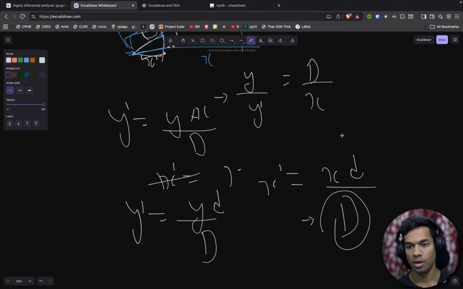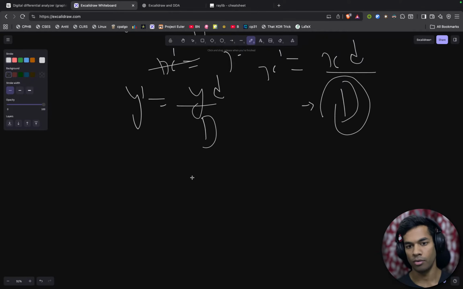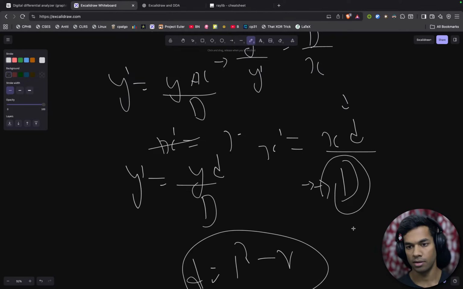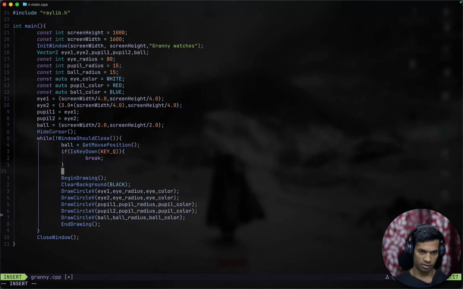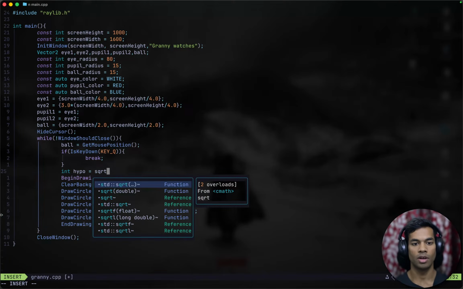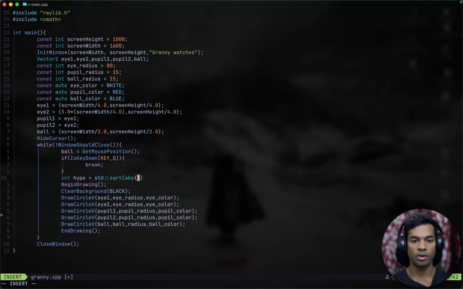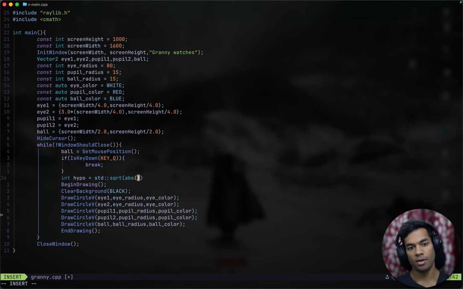Small d we already know. Small d equals big R minus small r, and capital D we can calculate using Pythagoras's theorem. Hypo, we will call it hypo, that would be equal to square root of absolute distance. But there are two of them.